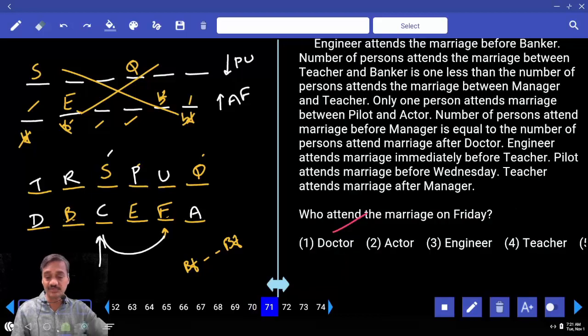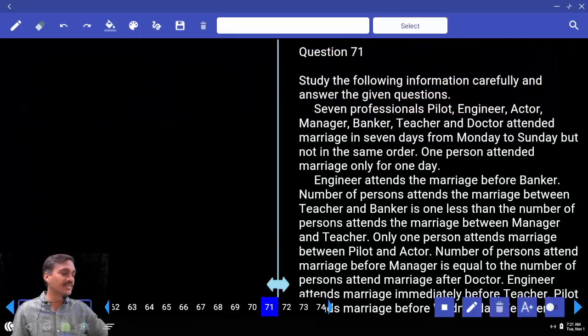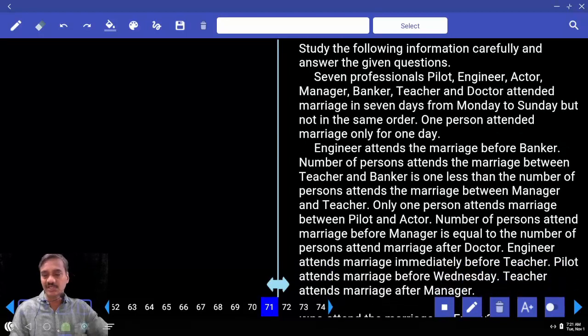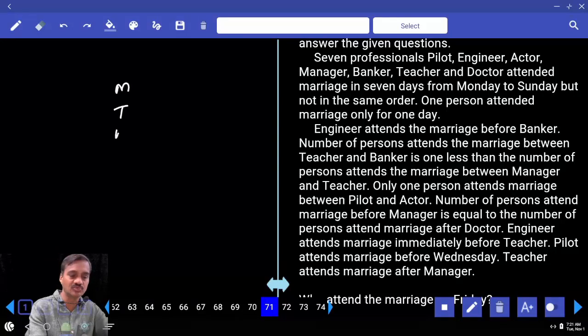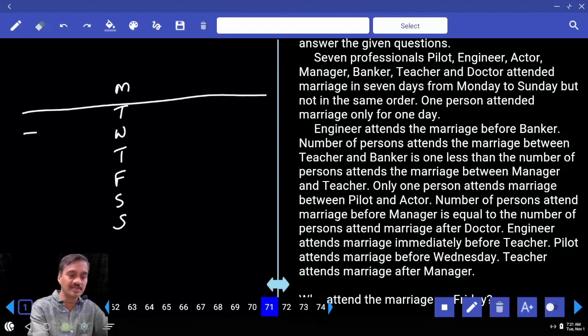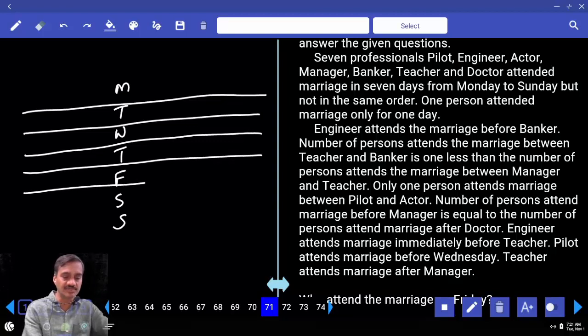Then coming to 71 to 75. Now 71 to 75 comes under which category? Days were given. How many days? There are 7 days. 7 professionals attend a marriage on 7 days from Monday to Sunday, starting on Monday, ending on Sunday: Monday, Tuesday, Wednesday, Thursday, Friday, Saturday and Sunday. Now we need to identify which professional attended on which day.